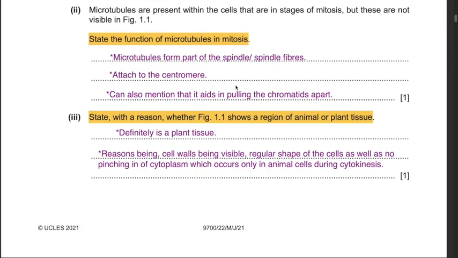Part 2. Microtubules are present within the cells that are in stages of mitosis, but these are not visible in figure 1.1. State the function of microtubules in mitosis. Microtubules form part of the spindle or spindle fibers, as you all know. And what do microtubules that form part of the spindle do? Well, they attach to the centromere. You can also mention that it aids in pulling the chromatids apart. Writing any of these key points will earn you 1 mark.